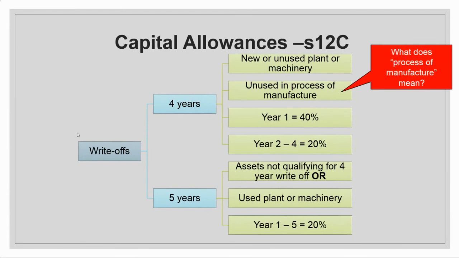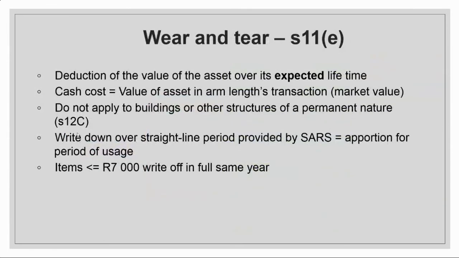So what does the process of manufacture mean? That means I am creating something. I am making something using those machinery. That is what manufacture is. So creating something new or taking a raw material, creating a new product, that is what manufacturing is. Wear and tear. This is for all your other assets that don't fall under section 12C. That is, for example, office furniture, any laptops, chairs, desks, that would generally fall under section 11E.